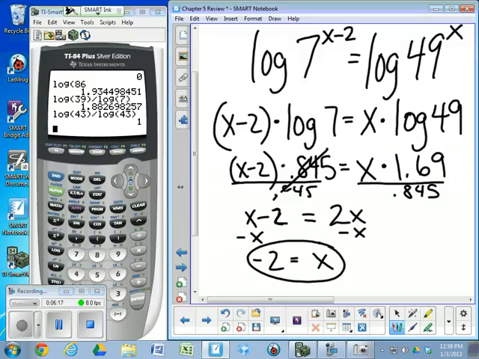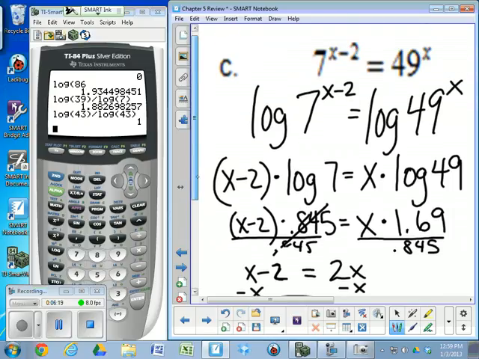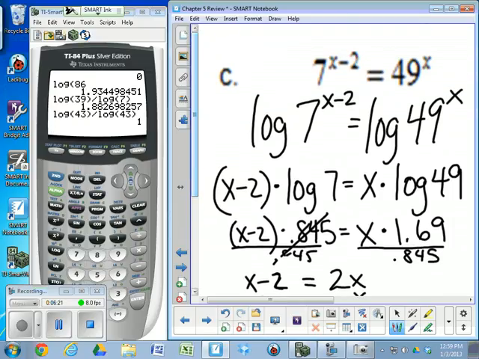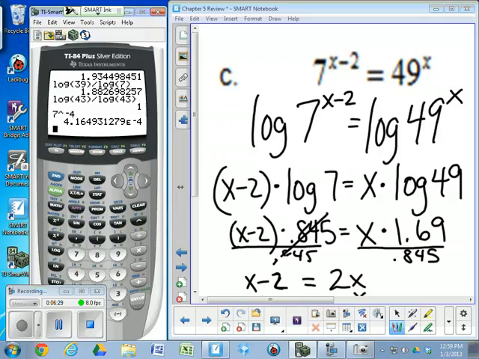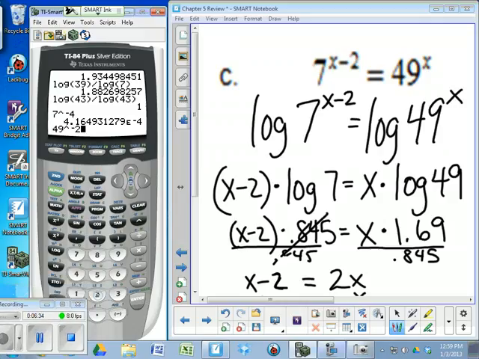Plug -2 into the original problem to make sure that it works. Is 7 to the -2 minus 2? What is -2 minus 2? Is 7 to the -4 the same as 49 to the -2? Indeed. Hence, we did the problem right. And we're done.